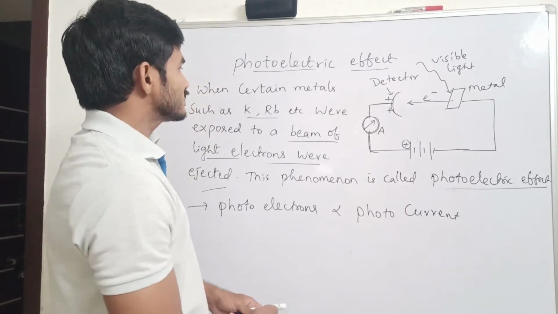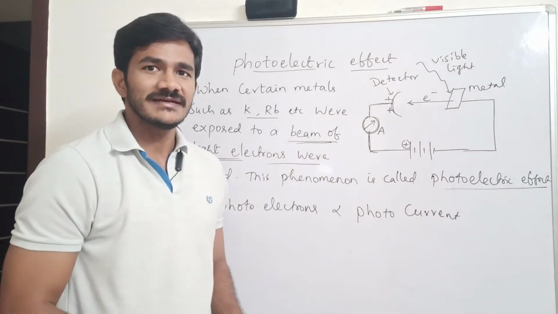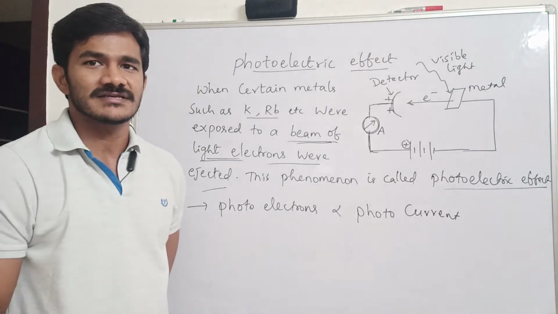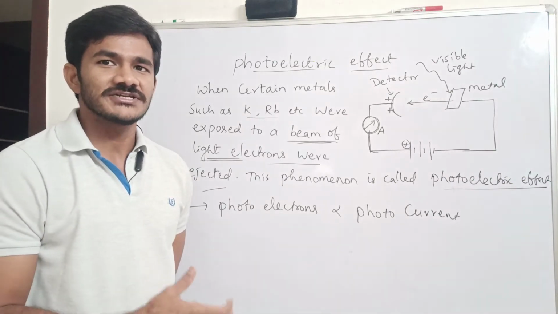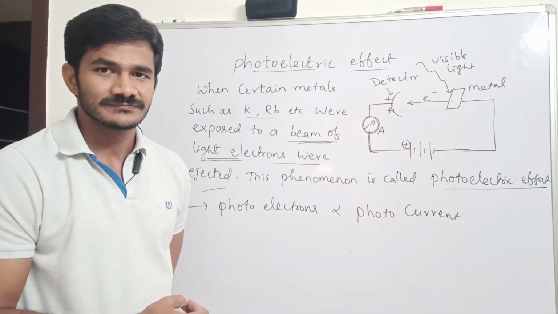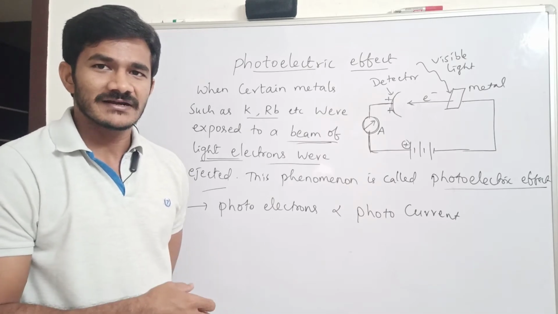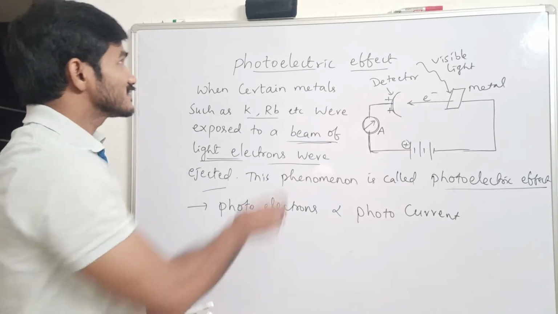We have to supply a beam of light on the metallic surface, then electrons come out from the metallic surface. How much energy of visible light do we have to supply on the metallic surface to eject the electrons? Now let us understand this.